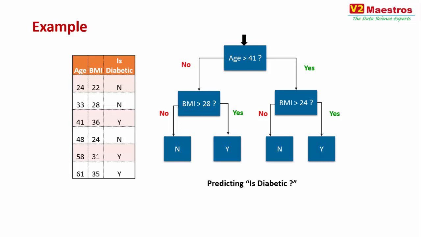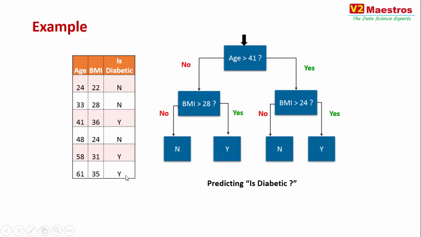In this case we start with age greater than 41. That is the first question we ask ourselves, age greater than 41, and if it is yes, then we go and make the next decision, is BMI greater than 24. If it is yes, then the value of is diabetic is Y. If not, the value of is diabetic is no. Similarly, you build the tree on the left side also, and you see no and Y. So the tree actually becomes a model.